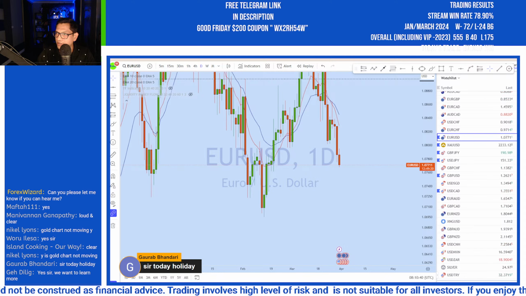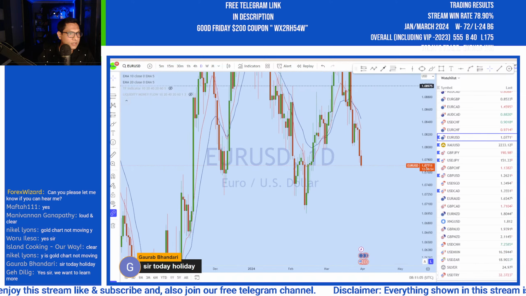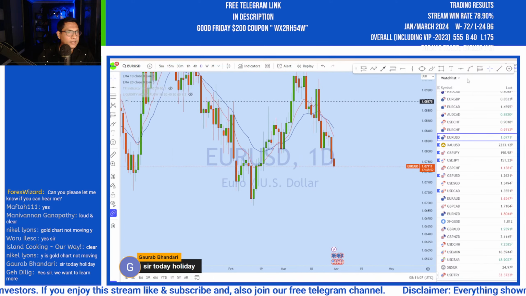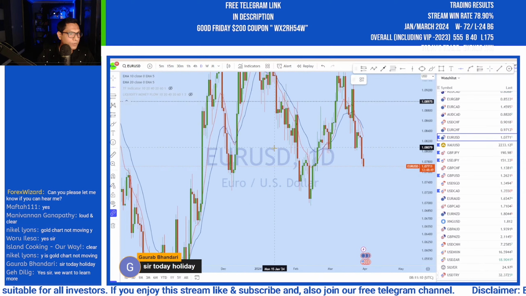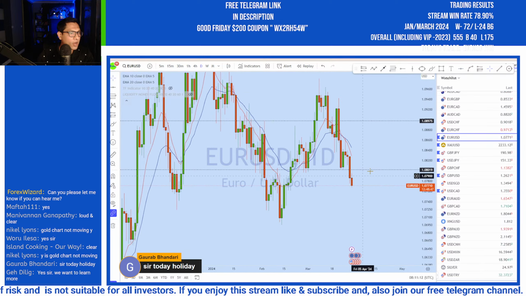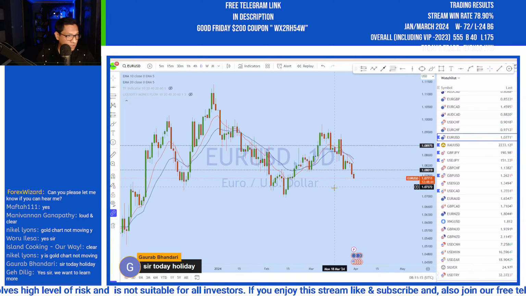So if we look at the overall picture in the market, let me see where the market is trying to head here. So the bigger picture in the market, on euro dollar, this is a daily support. If we look at here, what we can see, the market has broken that daily support level on euro dollar.